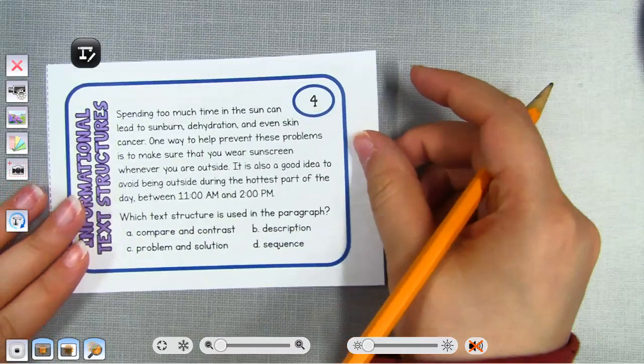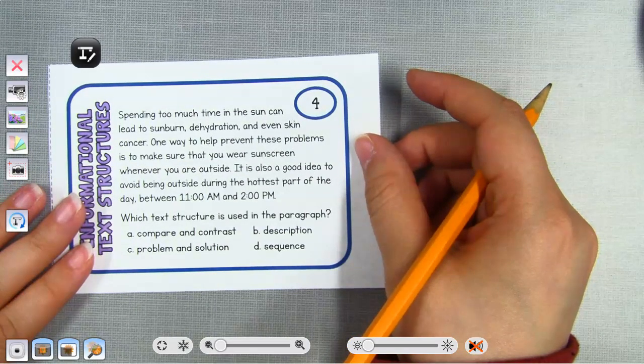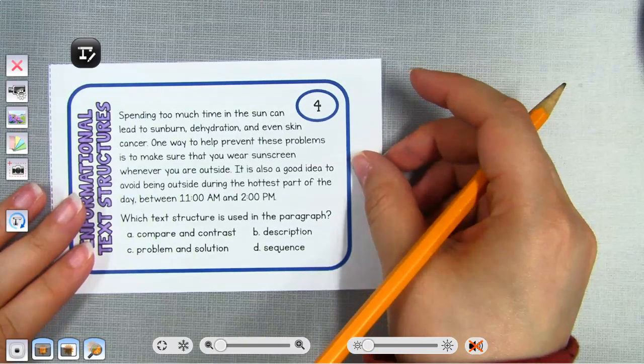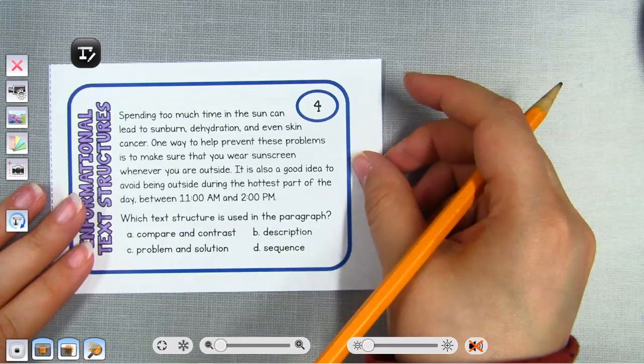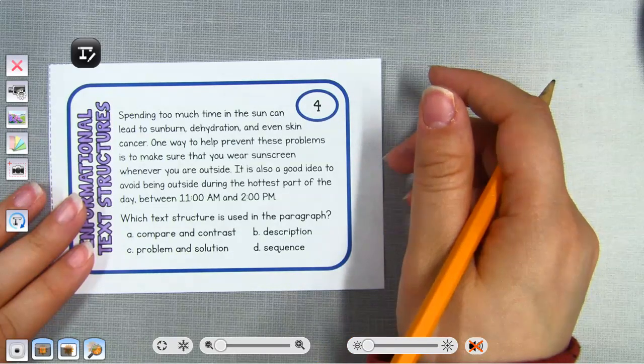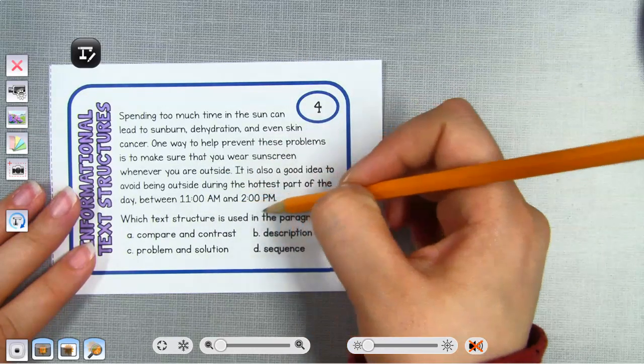Spending too much time in the sun can lead to sunburn, dehydration, and even skin cancer. One way to prevent these problems is to make sure that you wear sunscreen whenever you are outside. It is also a good idea to avoid being outside during the hottest part of the day, between 11 a.m. and 2 p.m. So we are talking about spending time outside. So which text structure is used in this paragraph?